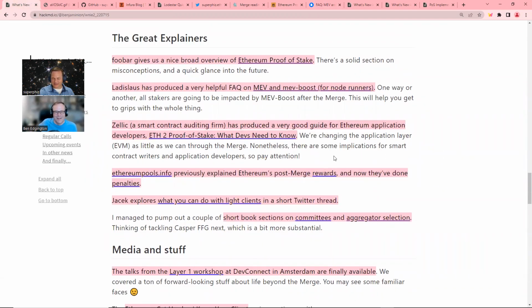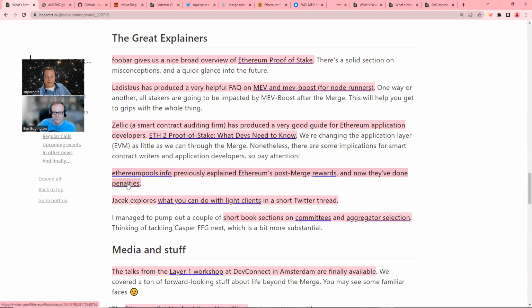Zellic. So this is about the application layer. You're a smart contract developer, or you're building a dApp. What do you need to know about coming out of the merge? They've covered that very nicely. It's a great article, and actually covers all the bases. The bottom line is not very much, but there are a few little corner cases that might be gotchas for your app. So just review the article if that's you, and check that it's all good.